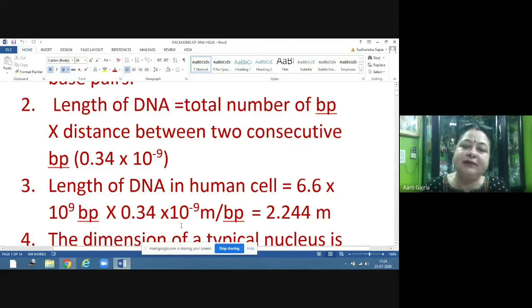Now when we multiply this number of base pairs with the distance between two consecutive base pairs, that is 0.34 into 10 raised to the power minus 9 meters per base pair, it comes to 2.244 meters. That means it is more than 2 meters.